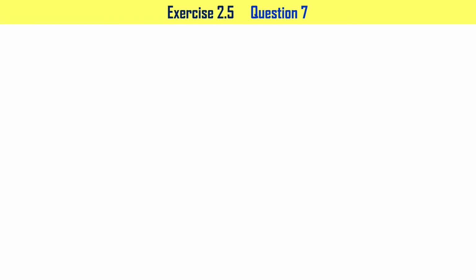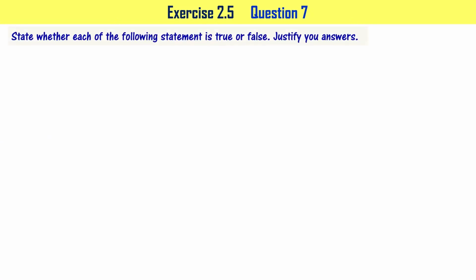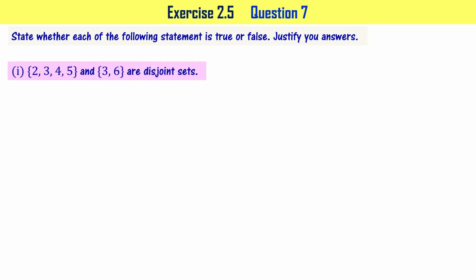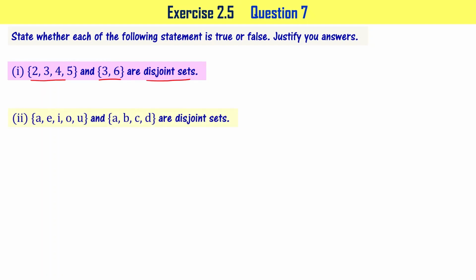Question number 7 is: state whether each of the following statements is true or false. Justify your answers. The first statement: we're given a set of elements 2, 3, 4, 5 and another set that has elements 3 and 6. These two sets are disjoint sets. The second problem: the set of elements A, E, I, O, U and the set of elements A, B, C, D are disjoint sets.